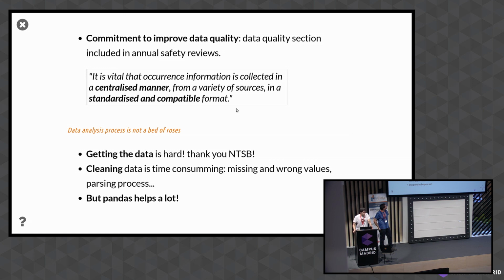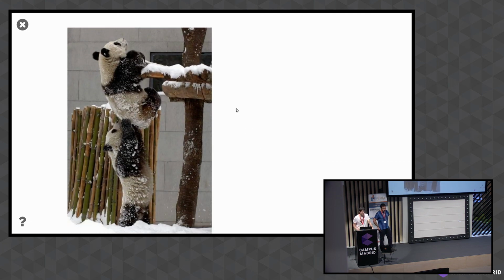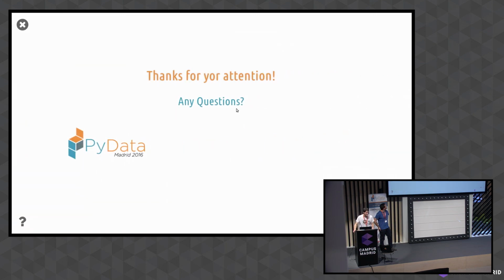And some other conclusions: data analysis is not a bed of roses. It's cool, it rocks, but getting the data is hard. Thank you, NTSB, for that data. Cleaning it is time-consuming. We had to parse a lot, we had to play a lot. It took a long time, but we learned a lot. And also, Pandas help a lot. So thank you very much.